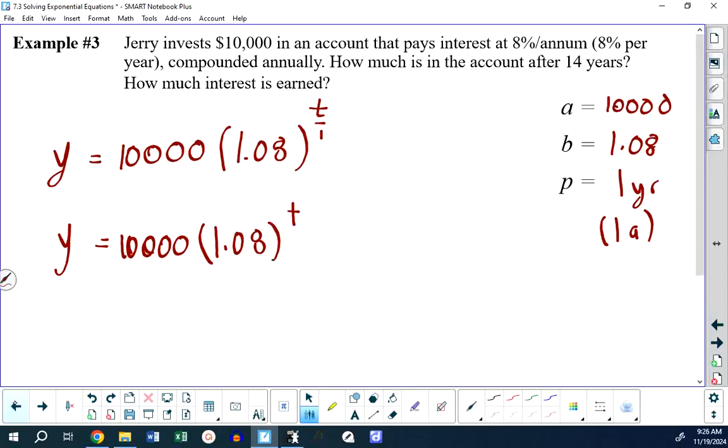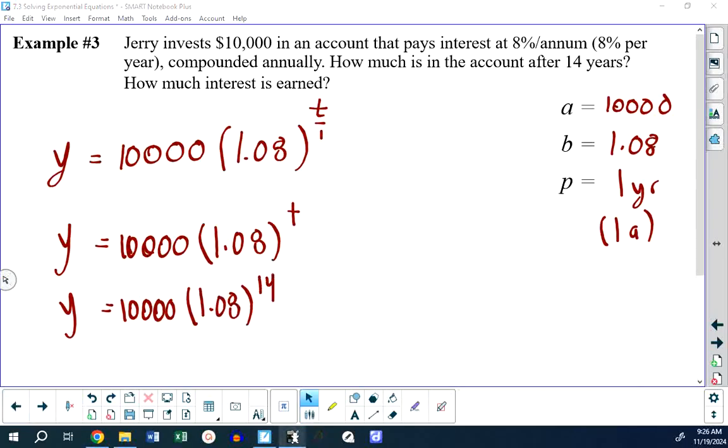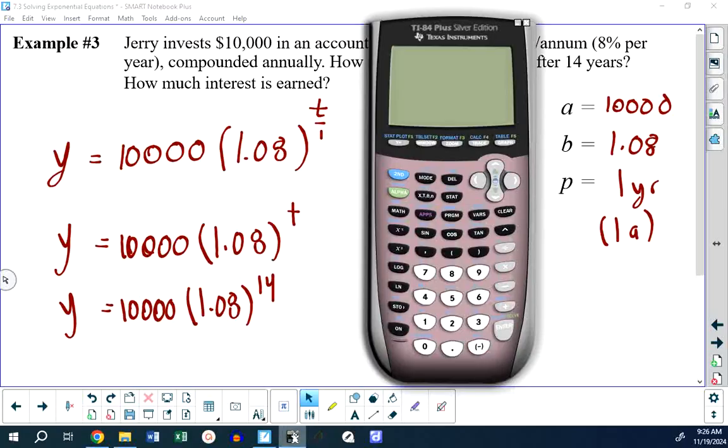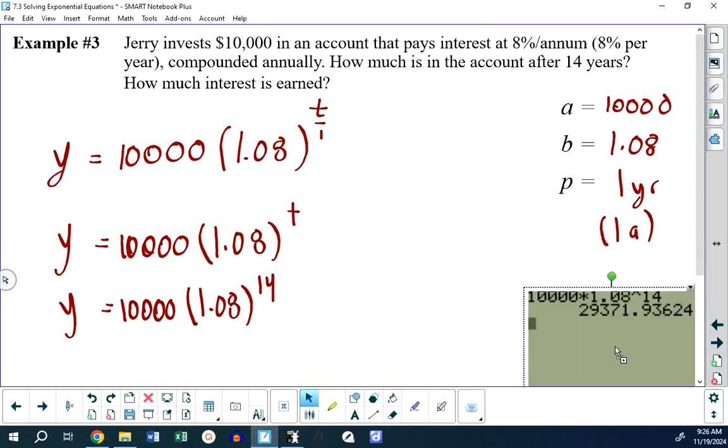So how much money is in the account after 14 years? Well, all we're going to do is we're going to put 14 in for t. It's a straightforward calculation. $10,000 multiplied by 1.08 raised to the 14. $29,371.94.